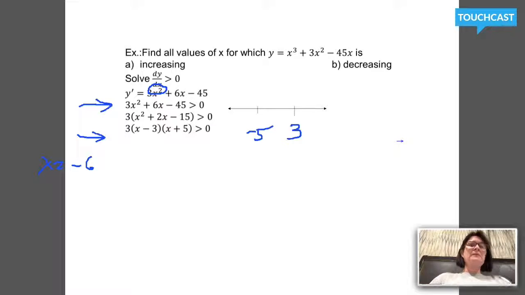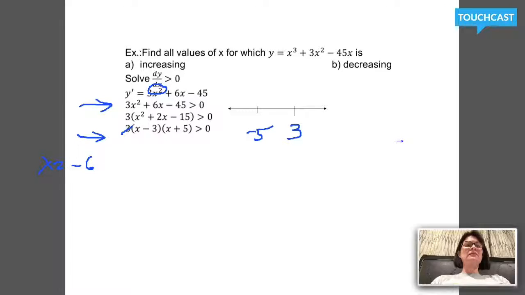If you're thinking, well, 3x squared plus 6x minus 45 is a parabola with a positive leading coefficient, I know it opens up, it must go positive, negative, positive. You're totally right. That's what's going to happen. There are going to be more complicated functions in the future, so I'm going to show you this way to always make sure you have the right signs on your sign chart. So this 3, it's always a positive 3. It's not going to change the sign of my outcome.